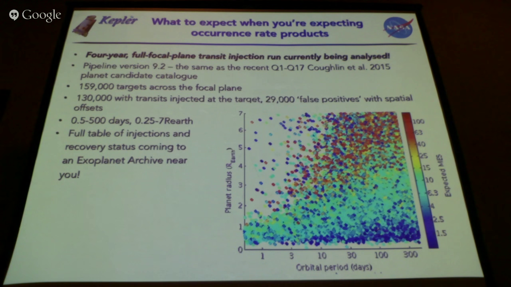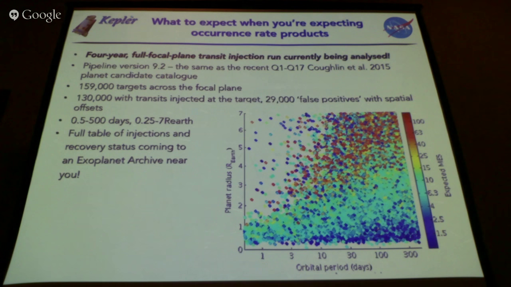This is the parameter space here of things that we injected. We were able to extend the baseline, obviously, now using 4 years instead of 1 year. So it's 0.5 to 500 days, and we're going from 0.75 to 7 R Earth. The color code here is the expected signal to noise again, going from basically 0 up to 100. So the threshold of 7 is kind of, you can see it here. This is the completeness detectability.